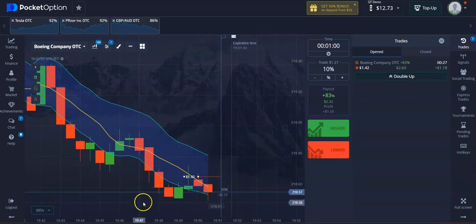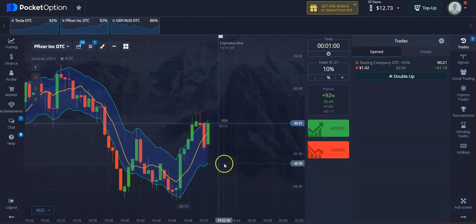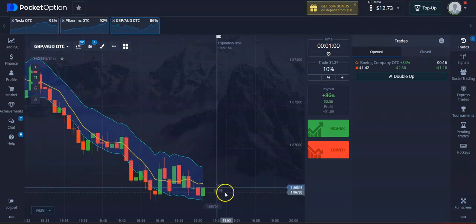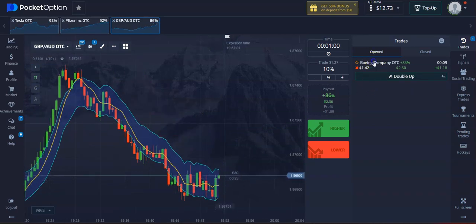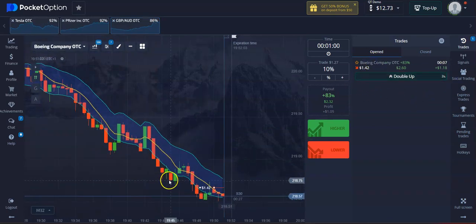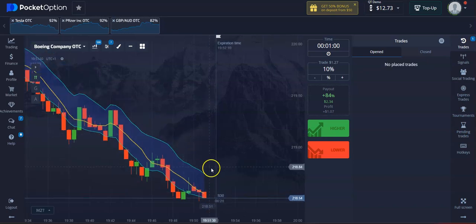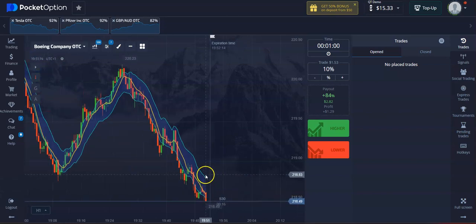We got 25 seconds to go. Let's have a look. Tesla's still pumping. This one is still doing its thing. This one is still going down. Seems like it's going to reverse. We got 9 seconds to go. And we scored. Boom. So we're on 15 bucks right now.